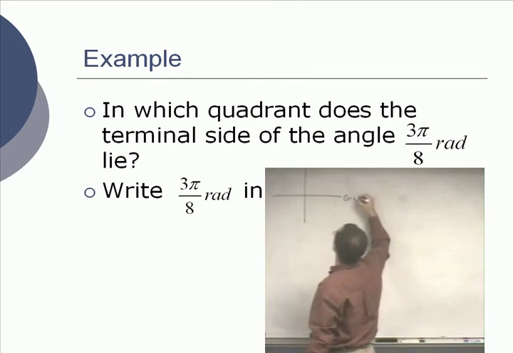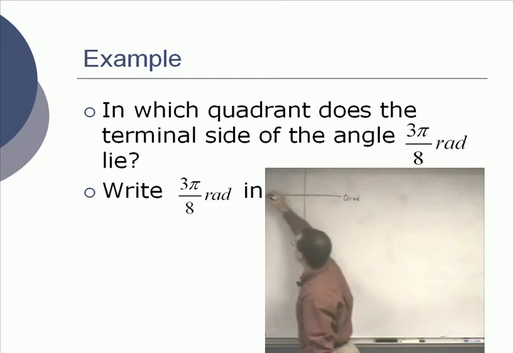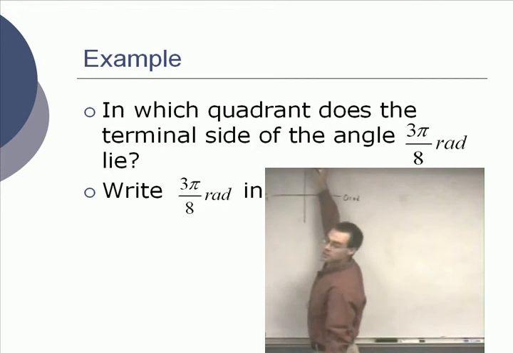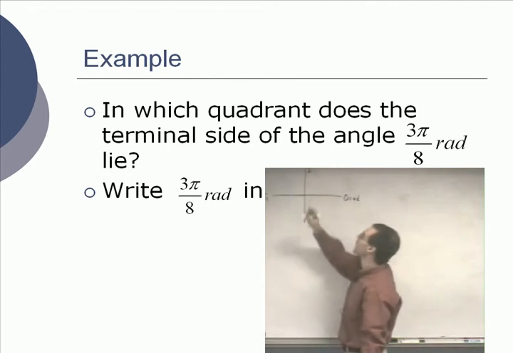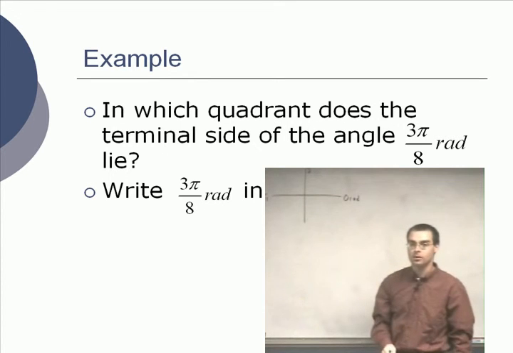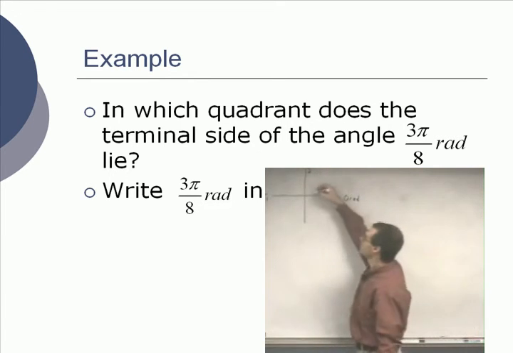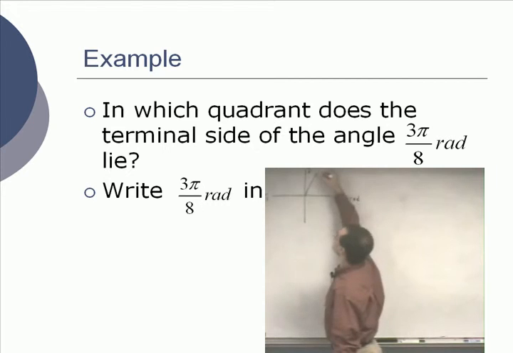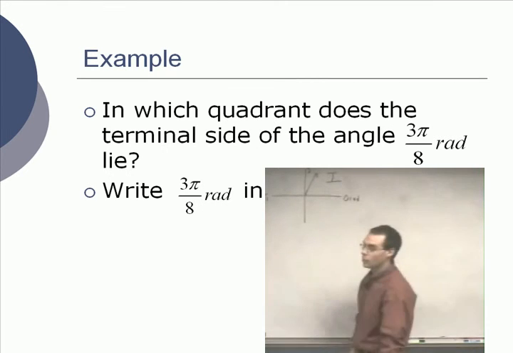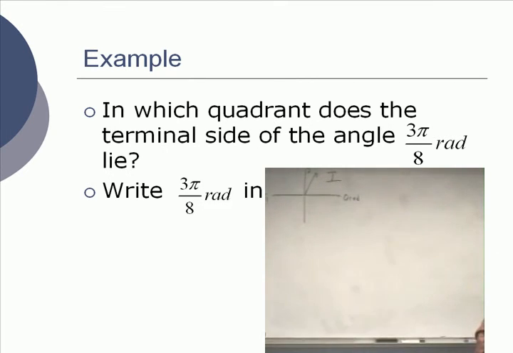That's 0 radians. That's pi radians. How many radians have you got up here? Pi over 4. Pi over 2 up there. It's a fourth of a circle, but half a pi. Well, 3/8 pi is a little bit less than that. 3/8 is less than half, so it would be somewhere up here. We're in quadrant 1. 3/8 pi is in quadrant 1.